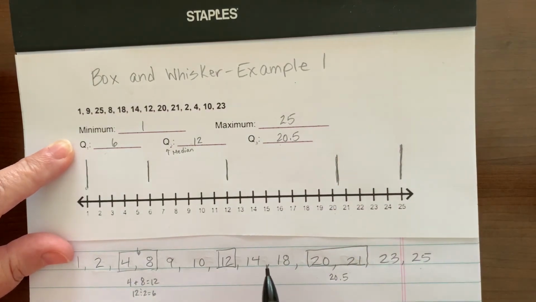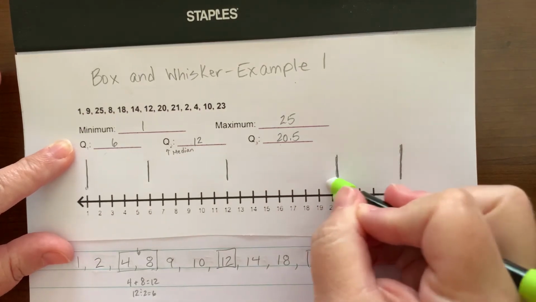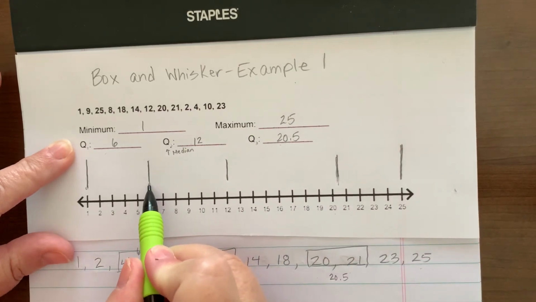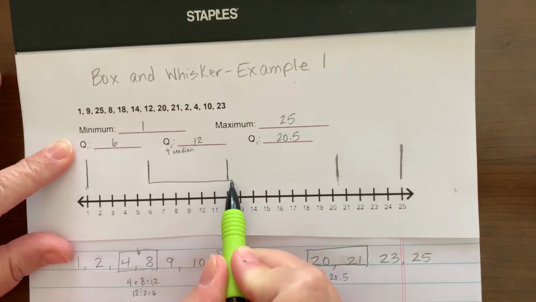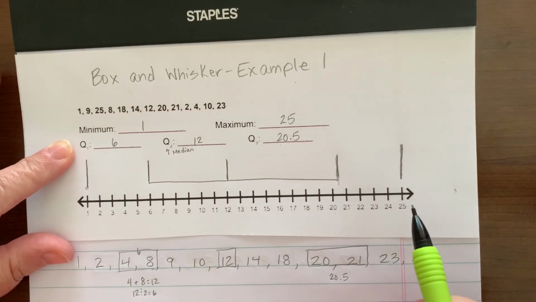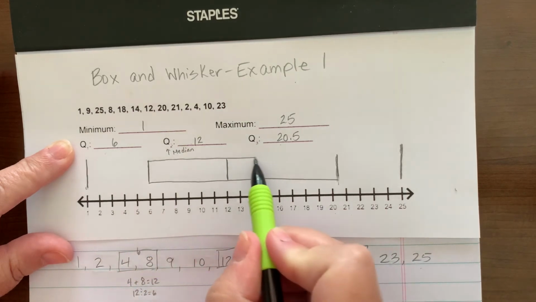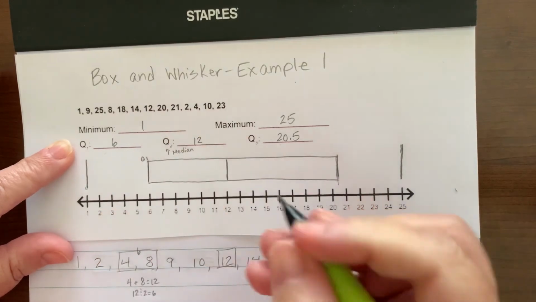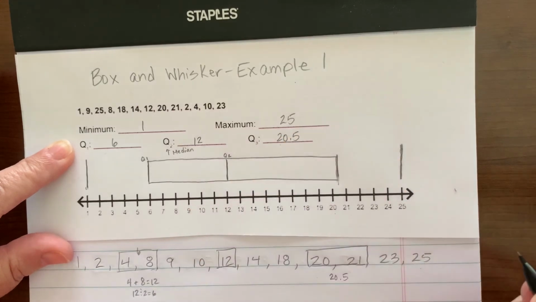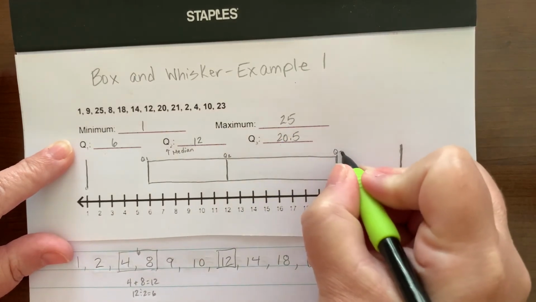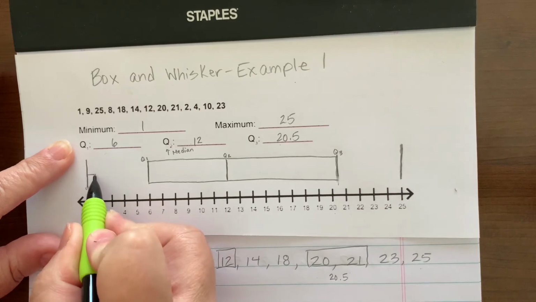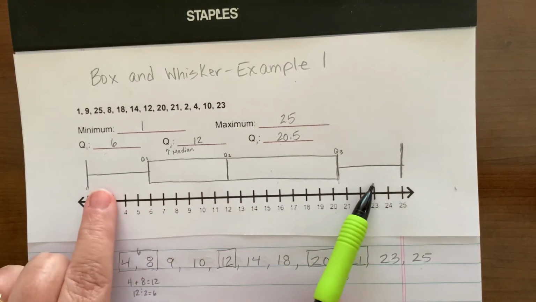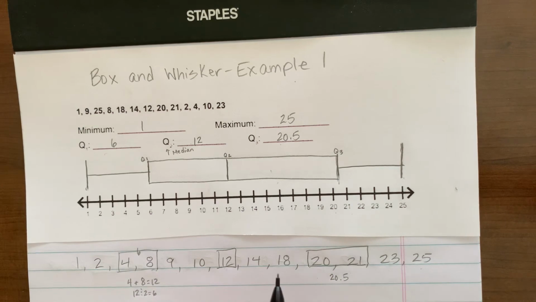Now I'm going to basically connect all of my lines together. Let me make this guy a little shorter. So what I'm going to do is I'm going to connect my quartile 1, which was 6, to my 12, and then bring it over to my 20.5 or my quartile 3. There's the box part of my box and whiskers. So this line is my quartile 1, this line is my quartile 2 or my median, and this line is my quartile 3. Now I'm going to connect those to my minimum and my maximum. So here's my box, and here are my whiskers. Those whiskers come out to the minimum and the maximum.